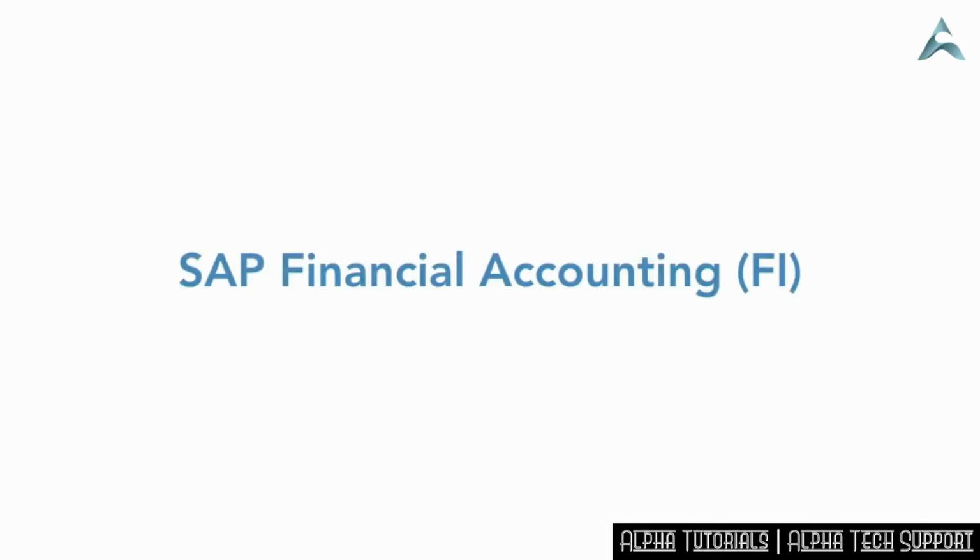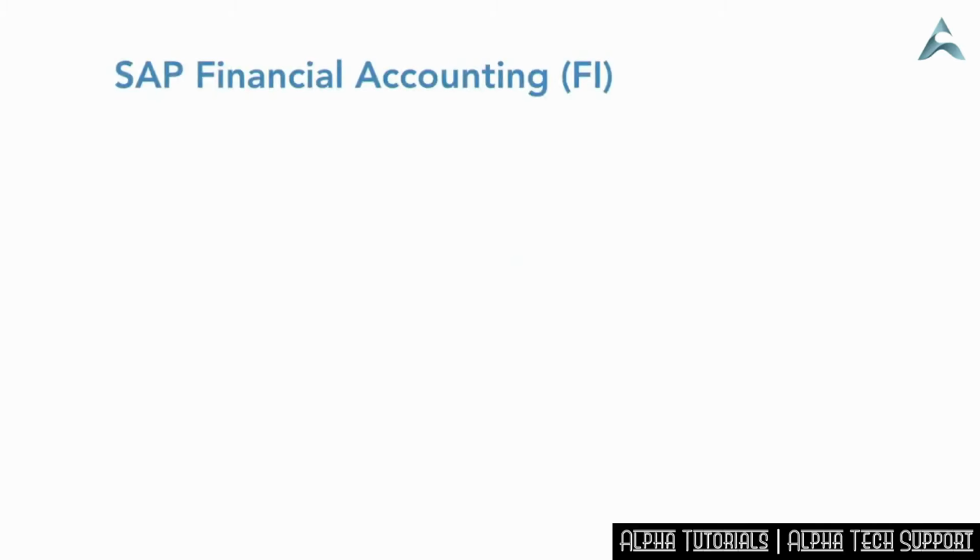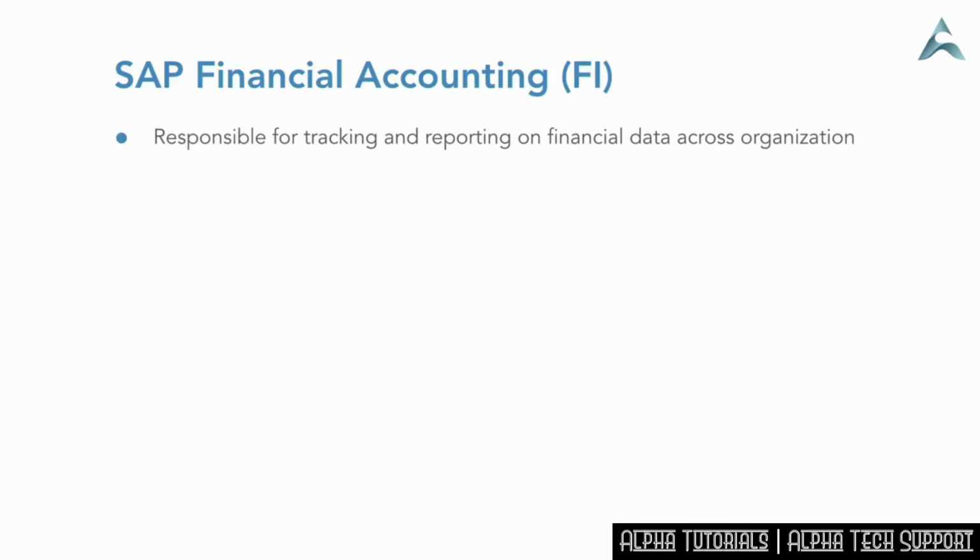SAP ERP is broken up into different modules that interact with each other. Let's dive into the SAP Financial Accounting module, often referred to as SAP FI. The SAP FI module is responsible for tracking and reporting on financial data across an organization. It contains nearly every financial business process a company may have. Because it is so versatile, the SAP FI module is one of the most widely implemented by companies using SAP.